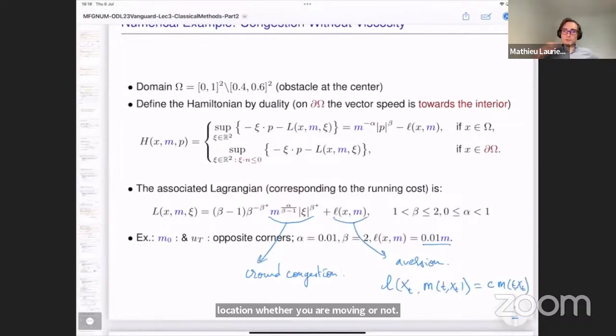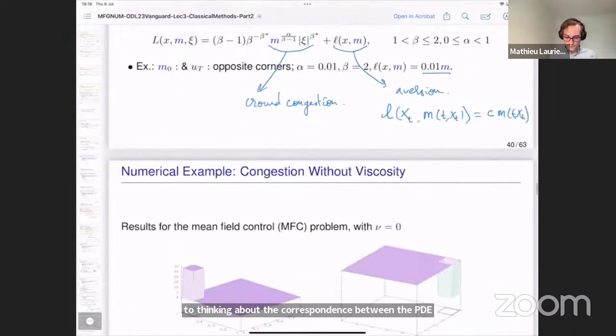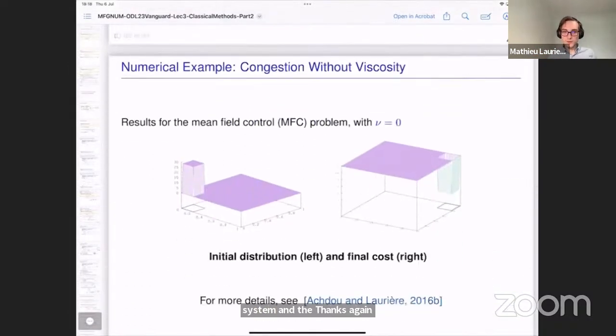I don't always rewrite the interpretation in terms of stochastic differential game, but I encourage you to always start from the Hamiltonian and write what is the cost, what is the total cost, the dynamics, etc. It's a kind of gymnastic, and at some point you get used to thinking about the correspondence between the PDE system and the game. So this is the initial distribution, concentrated, as you can see on the left, in one corner, and the terminal cost is minimal in the other corner.